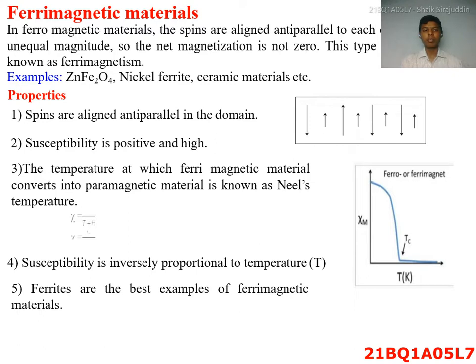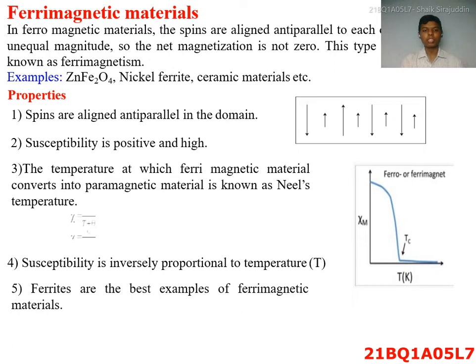In ferrimagnetic materials, the spins are aligned anti-parallel to each other and have unequal magnitude so that the net magnetism is not equal to zero. This type of magnetic material is known as ferrimagnetism. Examples of these ferrimagnetic materials are ZnFe2O4, nickel ferrite, ceramic materials, etc.